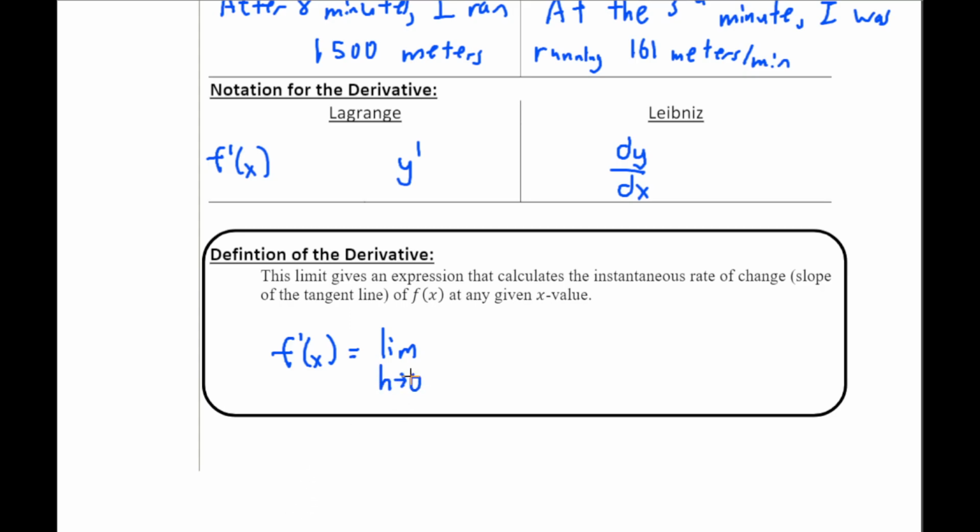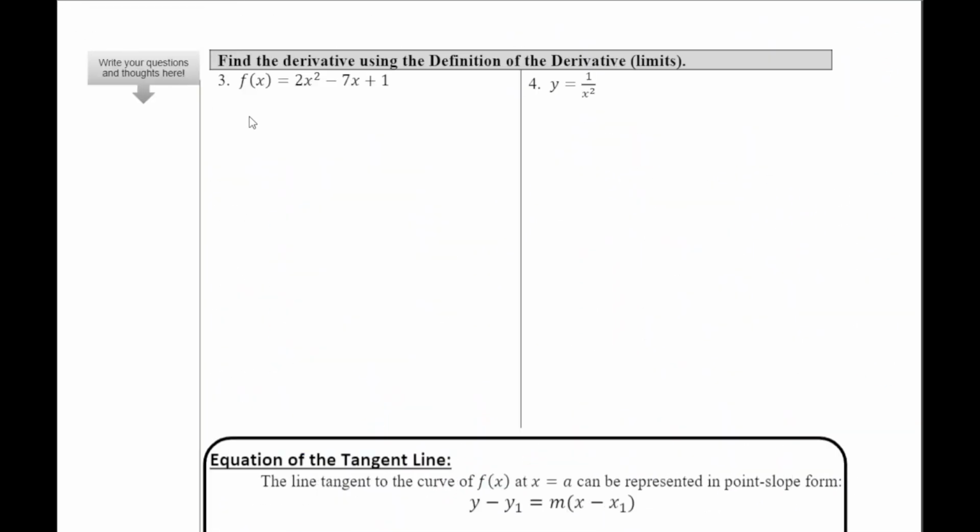The limit as h approaches 0 of f of x plus h minus f of x over h. Again, you're taking 2 points, and as the distance between them gets closer and closer to 0, that gets you a tangent line, the slope of that tangent line there. So, some practice ones right here now on the next page. Find the derivative using the definition of the derivative, limits. So this is what we just did on the back of the page there.